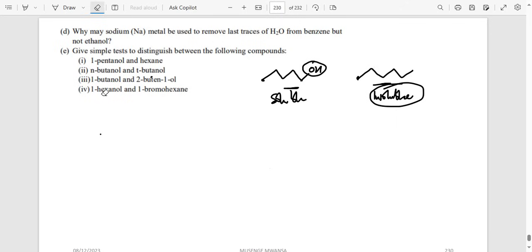And then the next one, 1-butanol and 2-buten-1-ol. So 1-butanol is like this: one, two, three, four carbons, and then you have the OH at the end. 2-buten-1-ol is like this. It's a butene; at position number 1, I've got a double bond, and at position number 2, I've got the alcohol functional group. So it's like that.